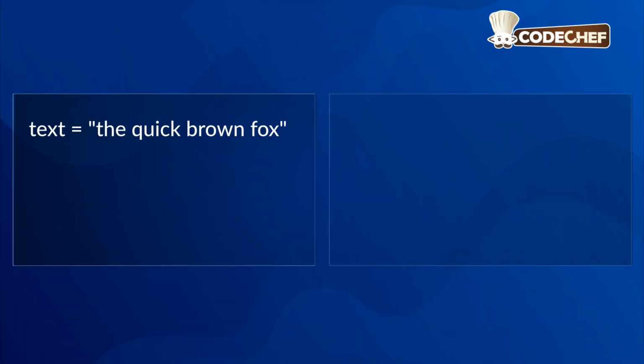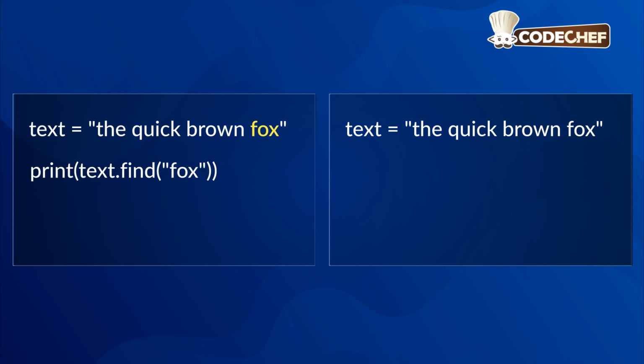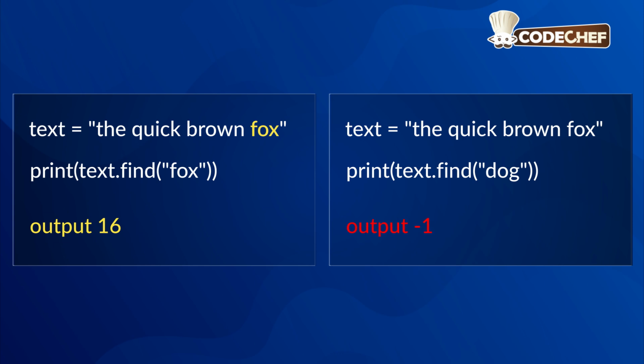Need to check if something exists in a string? Use the find method to locate the starting index. If the substring isn't found, it safely returns -1. No error, just a signal. Want stricter behavior? Use .index instead. But be careful, it raises an error if the word isn't found.